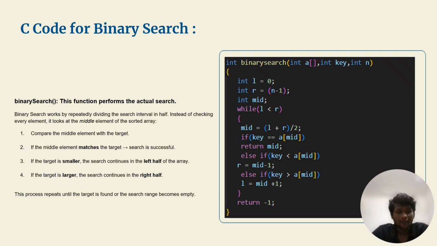While binary search is efficient, it reduces the problem size by half on every step, which results in a time complexity of order of log n, much faster than linear search for large sorted datasets.